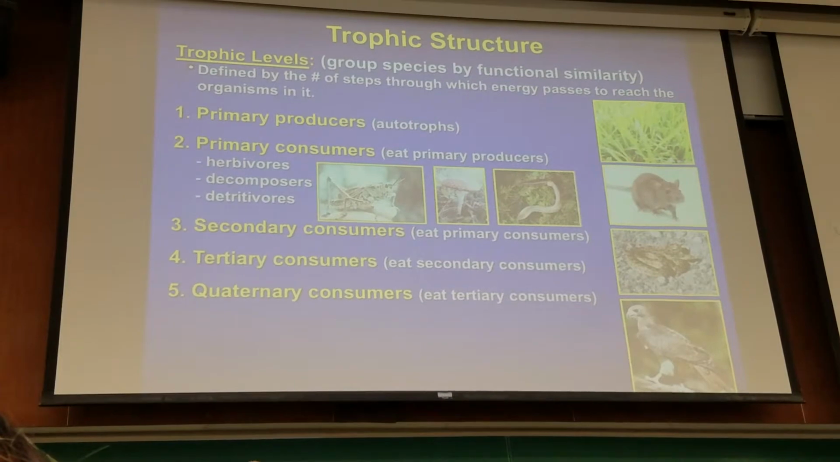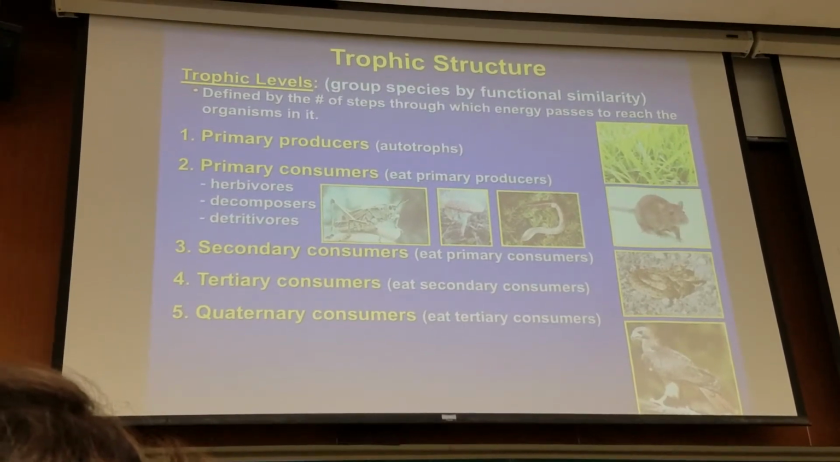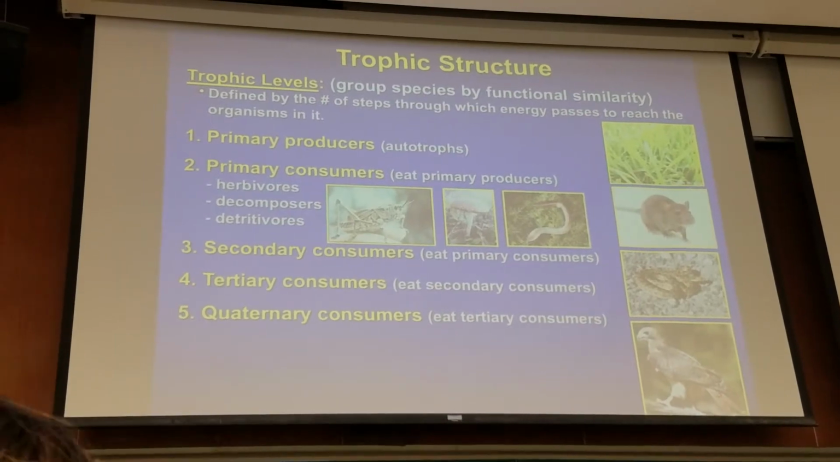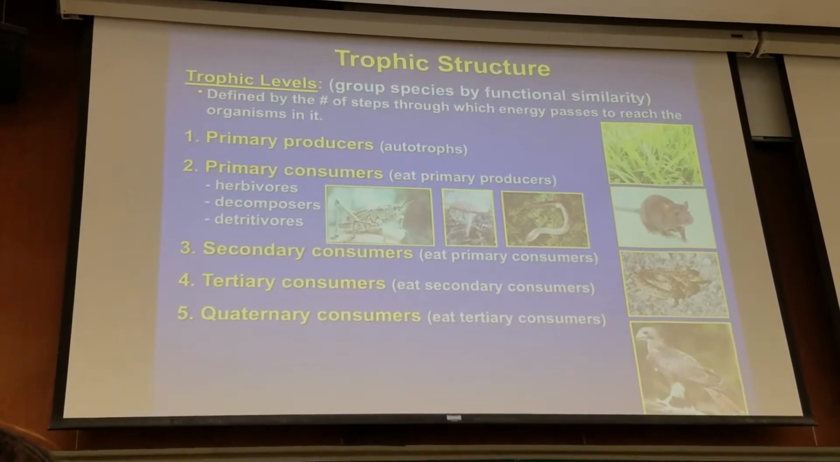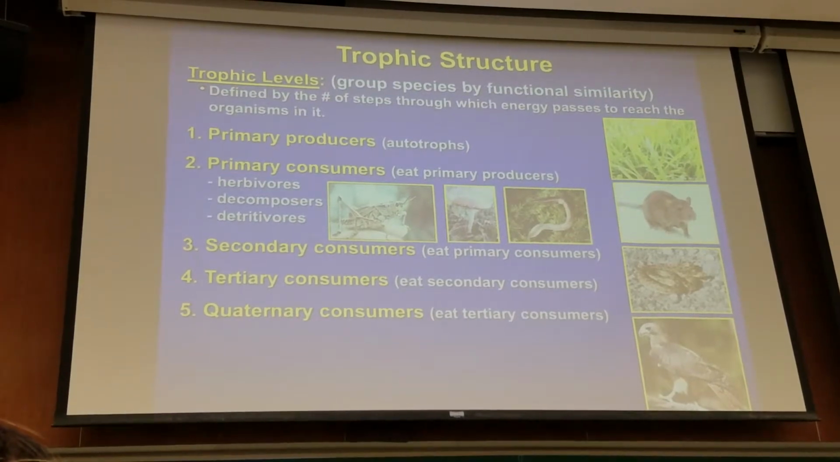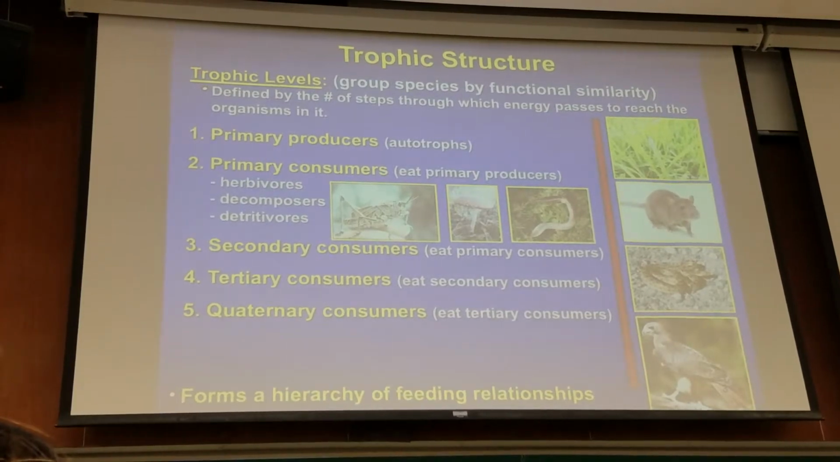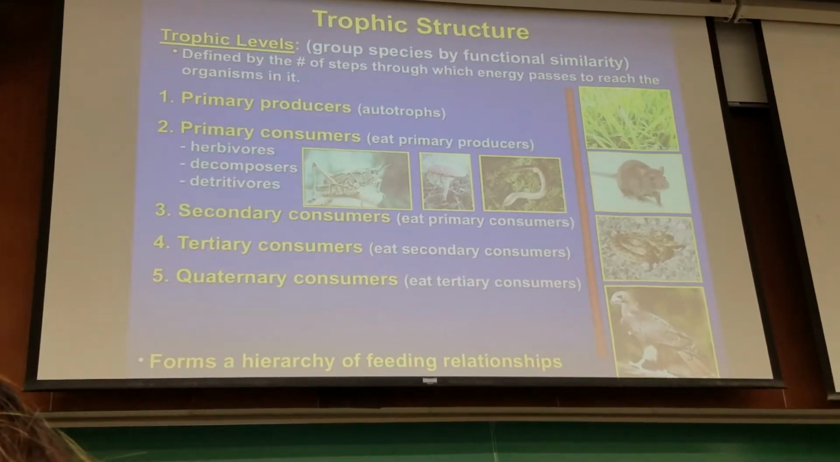All right. Well, what eats that? The mouse can eat all those things, it would like to. And so that would be a secondary consumer, which eats the primary consumer. Something like that gopher snake would be a tertiary consumer, eating the mouse. What eats the gopher snake? The red-tailed hawk, and that would be a quaternary consumer. They eat the tertiary consumer. That forms a hierarchy of feeding relationships from top to bottom.